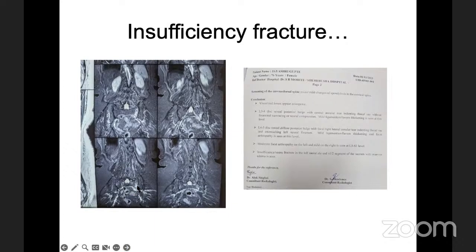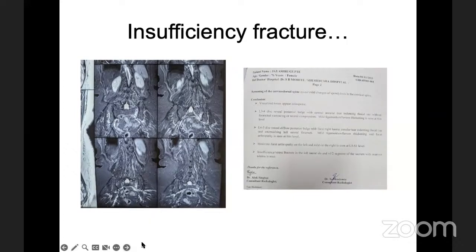And now with increasing life expectancies and increasing population with osteoporosis, I think this is something we need to keep our eyes open to. So insufficiency fractures can be in the pelvis region also. It can be in the sacral area also. Any pelvic region insufficiency fractures are also common. They cause difficulty in walking, thigh pains, and they're not able to walk. Every time they need to sit down, that kind of presentation.